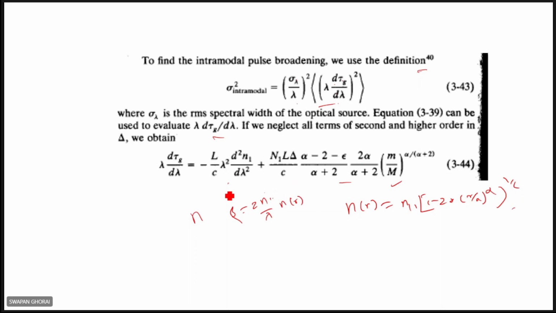Once you get this, you can calculate the RMS pulse width due to intramodal dispersion in GI fiber. Once you get the intramodal and intermodal pulse widths, then you can have the net RMS pulse width due to the intramodal and intermodal dispersion effect.